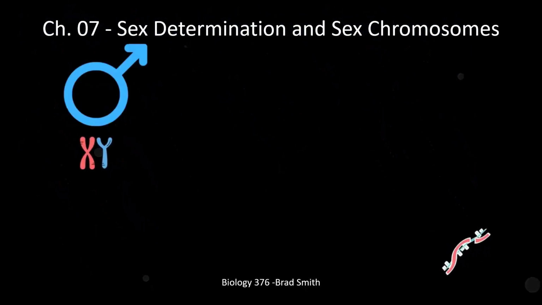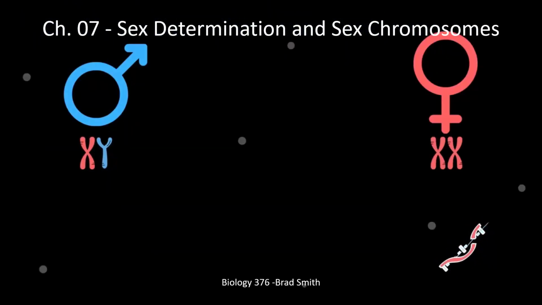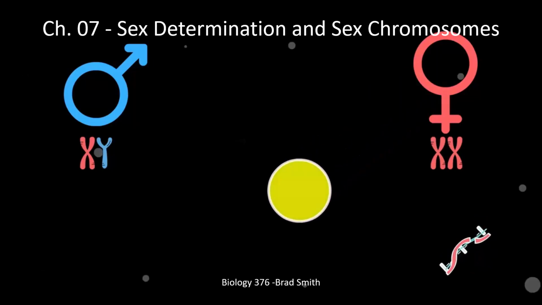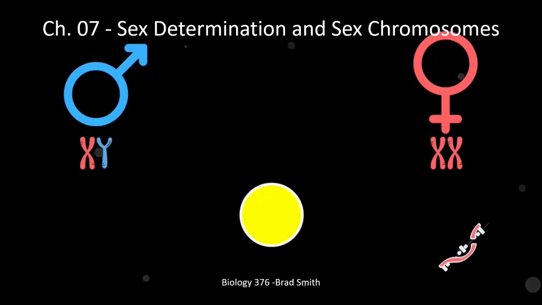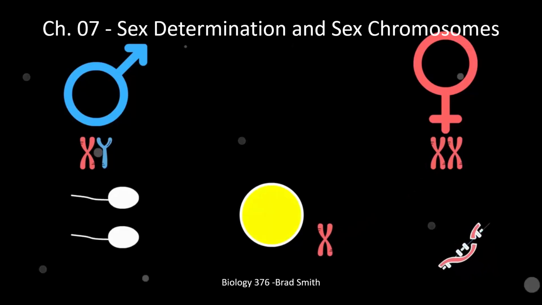This video lecture is going to be over Chapter 7 and Chapter 8. So we'll start first with Chapter 7. Chapter 7 talks about sex determination and sex chromosomes.